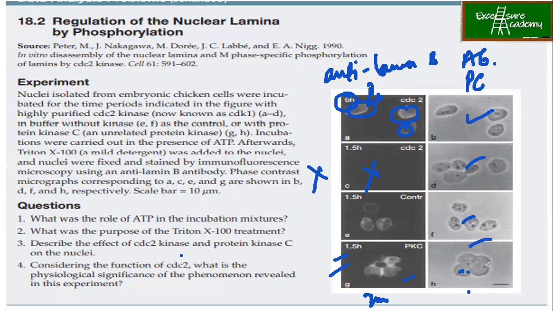Okay, so last question. Considering the function of CDC2, what is the physiological significance of the phenomenon revealed in this experiment? This is very obvious. Even if you have not done the experiment, if you have listened to my lectures carefully, then you can answer this. Phosphorylation of the lamin proteins by CDC2 kinase or CDK1 induces the depolymerization of the nuclear lamina layer. So once your lamin proteins A and C get phosphorylated, what happens? The nuclear envelope starts disappearing, or the breakdown happens, during the prophase of mitosis.